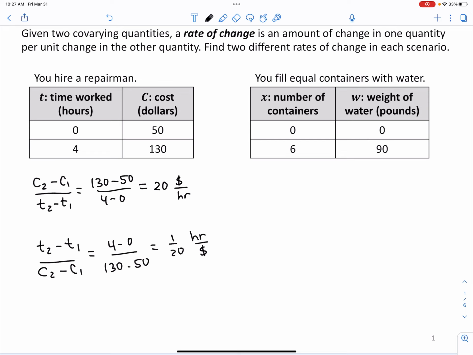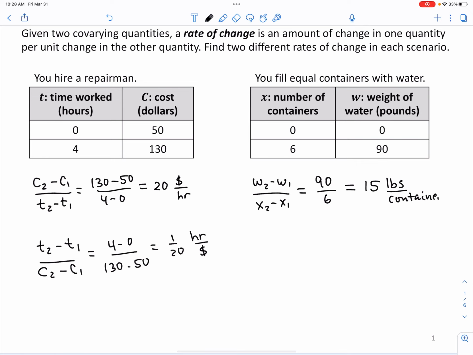So one rate of change that we can find would be the change in water, so let's do W2 minus W1, divided by the change in containers, so X2 minus X1. And this gives me 90 minus 0, or just 90, divided by 6 minus 0, which is just 6. And 90 divided by 6, well, 90 divided by 3 is 30, and 30 divided by 2 is 15. So we get 15. And the units here would be the units of W divided by the units of X. So this would be pounds, LBS is pounds, per container.